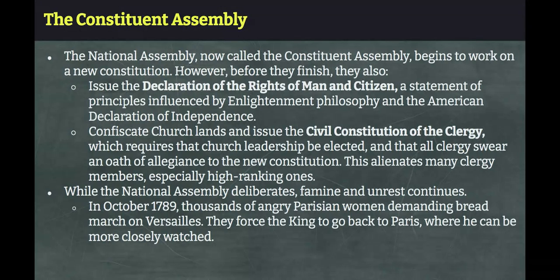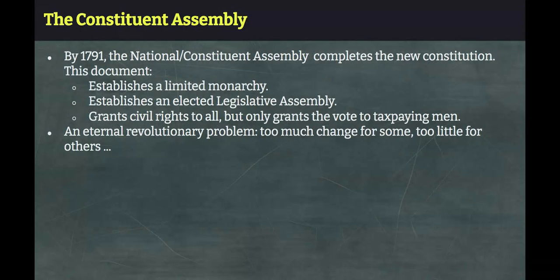Now, moreover, while the National Assembly is sitting around trying to write a constitution, famine and unrest continues. And in October of 1789, thousands of angry Parisian women demanding bread march on Versailles, right, which is still where King Louis is living. So what they do is they basically trash Versailles. They force the king and his family to go back to Paris, where they can be more closely watched by the revolutionaries.